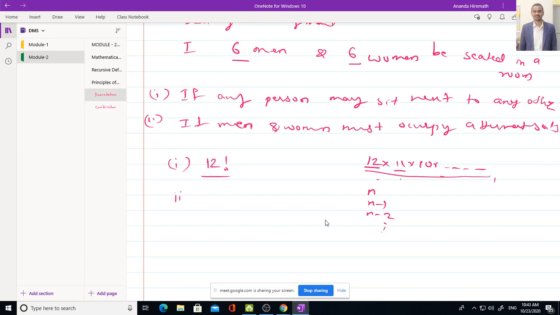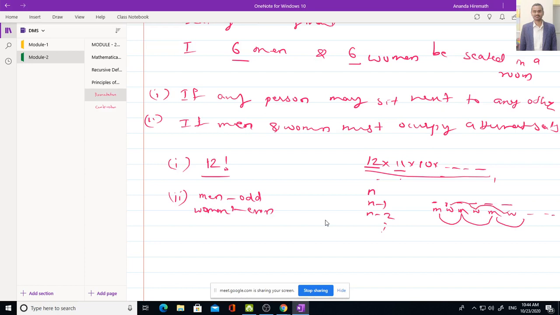Then for the second, there is a restriction: alternate seats. Assume that all odd places will be occupied by men. Then obviously women must sit at even places. Then it will be an alternate arrangement: man, woman, man, woman, and so on. If you observe, odd places are occupied by men and even places are occupied by women.